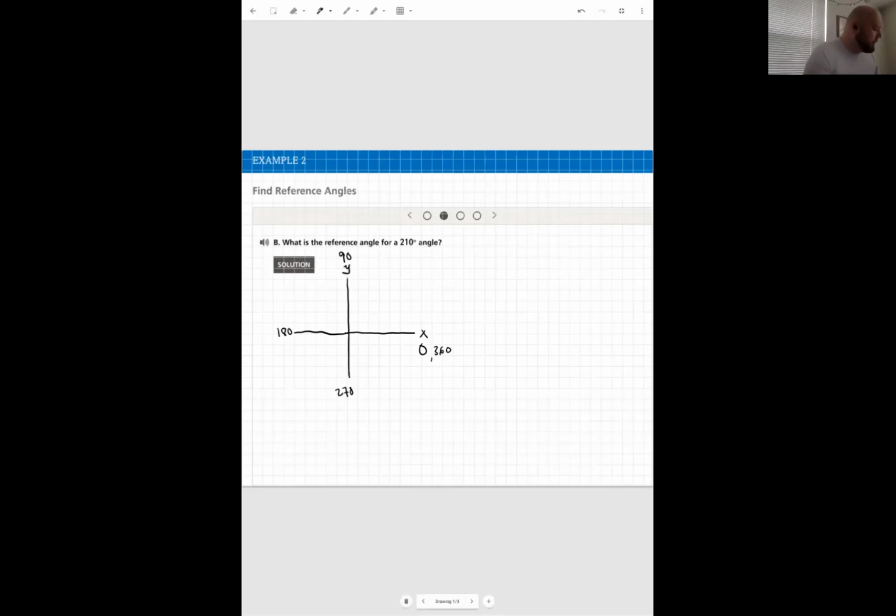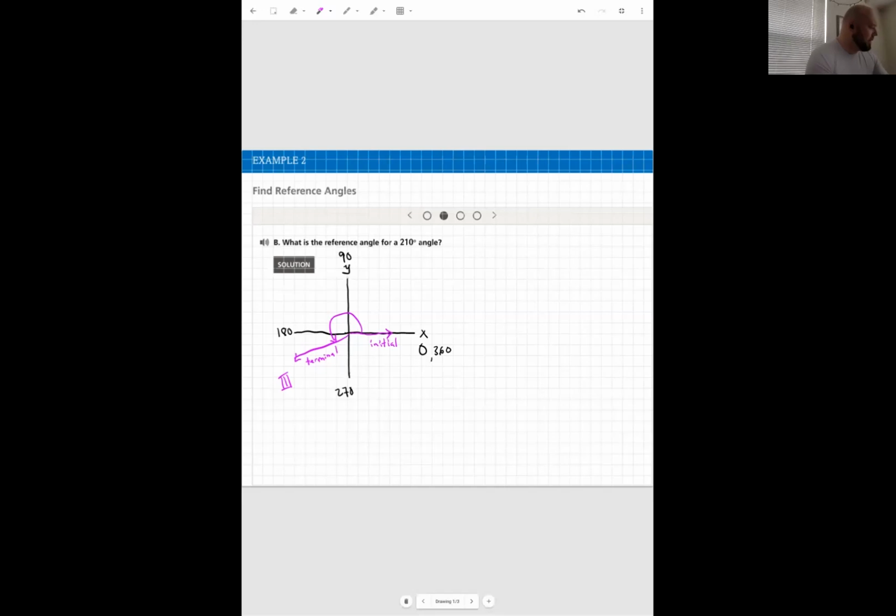So let's pick a color. Let's go with, I don't know, purple this time. We're going to draw an initial side along the x-axis. 210 is somewhere down here in the third quadrant. I think it's probably closer to 180. It's about 30 degrees beyond 180. So this is my terminal side, and then here's my angle. So this is initial. This is terminal.